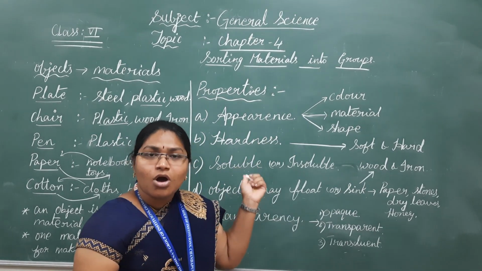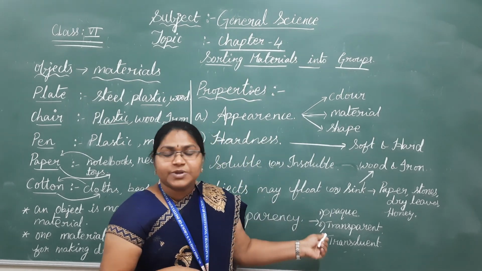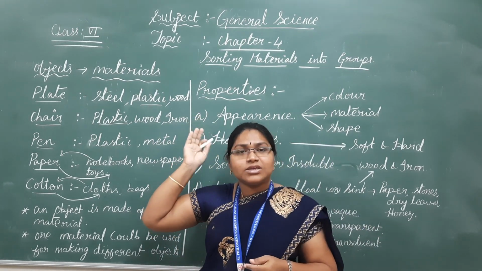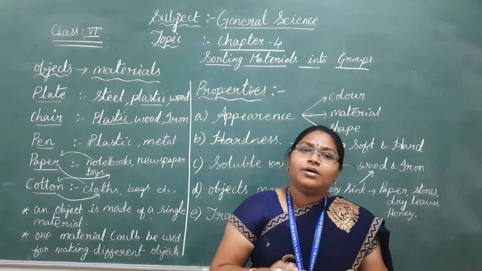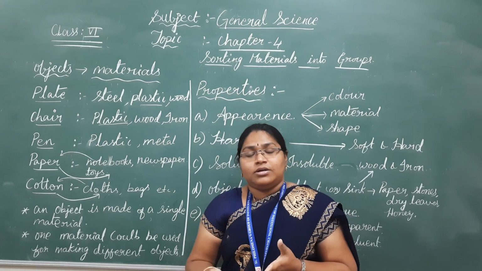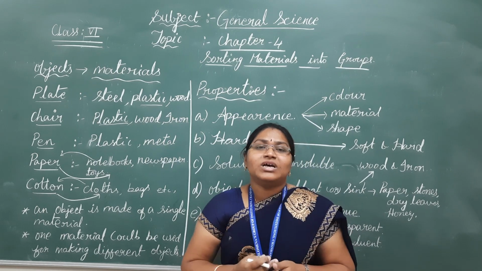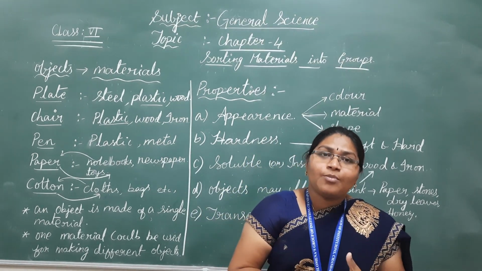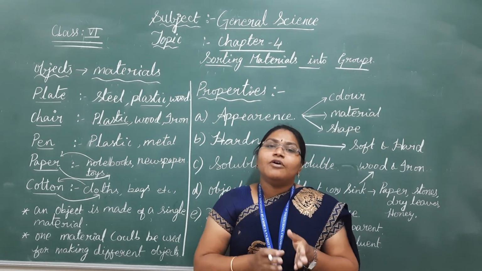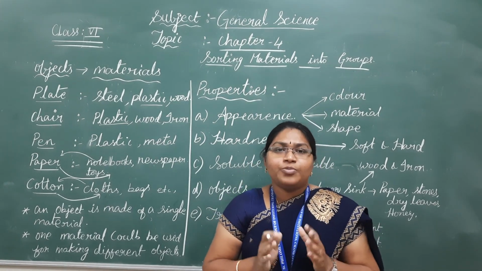Depending on these properties, appearance, hardness, solubility, materials which float or sink in water, and transparency, which is opaque, transparent or translucent, based on all these properties you can divide the materials or objects into certain groups. So why should we separate, why should we sort the objects or materials? Because it is very useful and convenient for us to know about that particular object's properties in detail. That's why sorting of materials into groups is very necessary for our convenience. So I hope you understand the lesson.